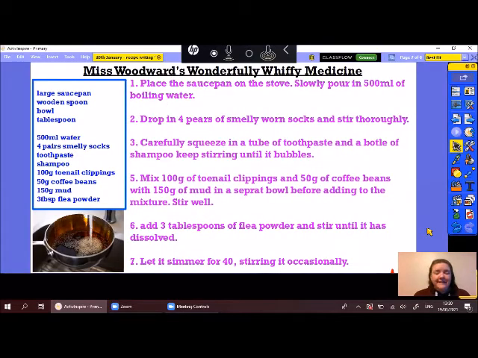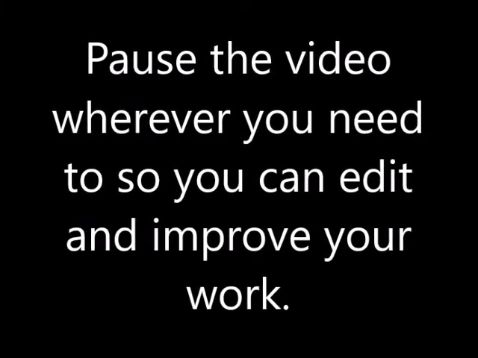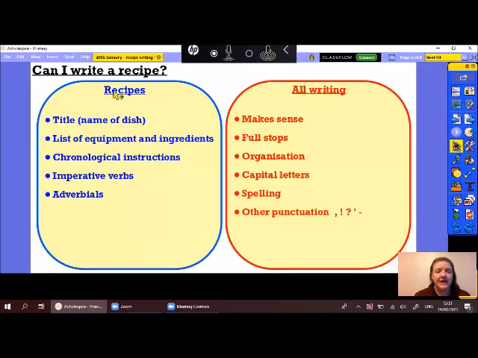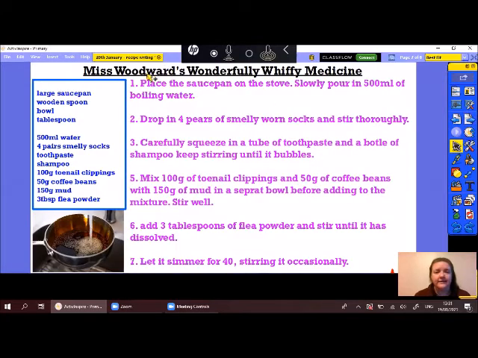This is my recipe. It's Miss Woodward's Wonderfully Whiffy Medicine. So I started this with you yesterday and I've since carried it on. Let's go through the list together and look for one thing at a time. If we go back, the first thing we need to check for in our recipe is that we've got a title. We've shown what the name of our dish is. Have a look at yours and make sure you've put a title in. Mine's up here, underlined so it's nice and clear.